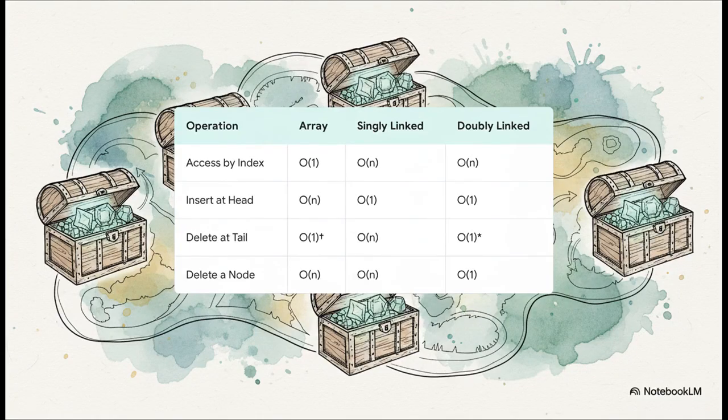And this table, really, it just lays it all out perfectly. Just look at that top line. Access by index. For an array, O(1), instant. For a linked list, O(n), a long, painful walk. But then, look down at insert at head or delete a node for a doubly linked list. Their roles are completely flipped. The linked list is O(1), while the array can be slow. This is the fundamental trade-off. You're always choosing between fast random access and fast insertion and deletion.